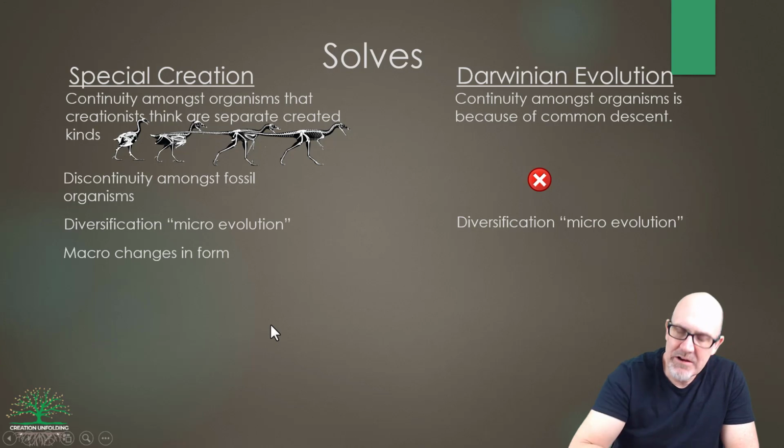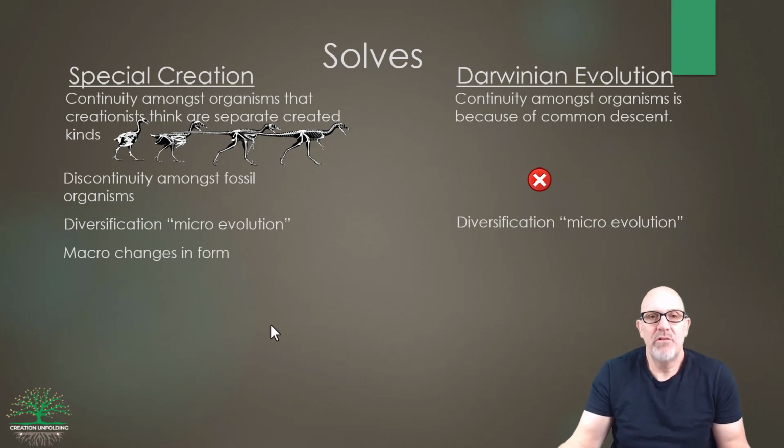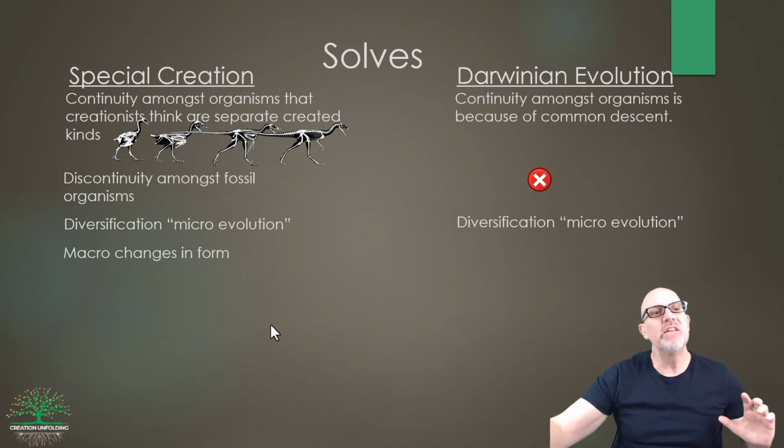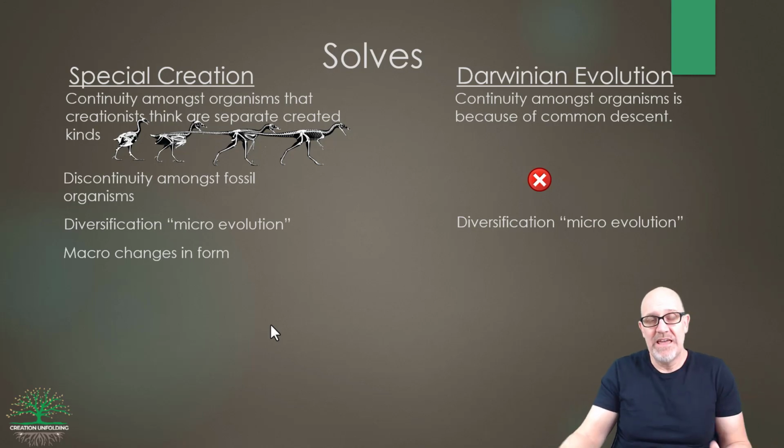Okay, next one is macro changes in form. Why do we have disparate organisms? Why is there such great disparity in living organisms? We talked about that with fossil forms, but why is there disparity in living forms? I would just say, again, special creation answers that, because that's what happened. God created disparate organisms. He created organisms that have some continuity, and other organisms that don't have continuity. So the changes that we see are because of special creation.